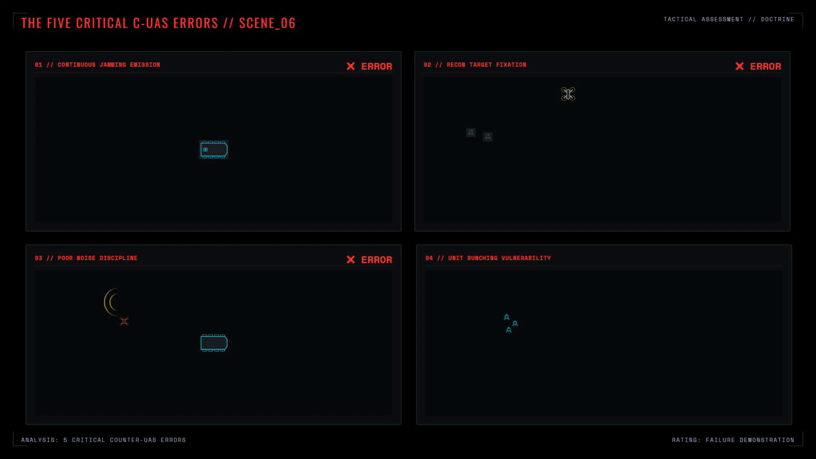Third, failing to maintain tactical spacing. When under drone surveillance, the natural human instinct is to huddle together for safety. In drone warfare, crowding guarantees that a single lightweight munition will neutralize an entire squad.